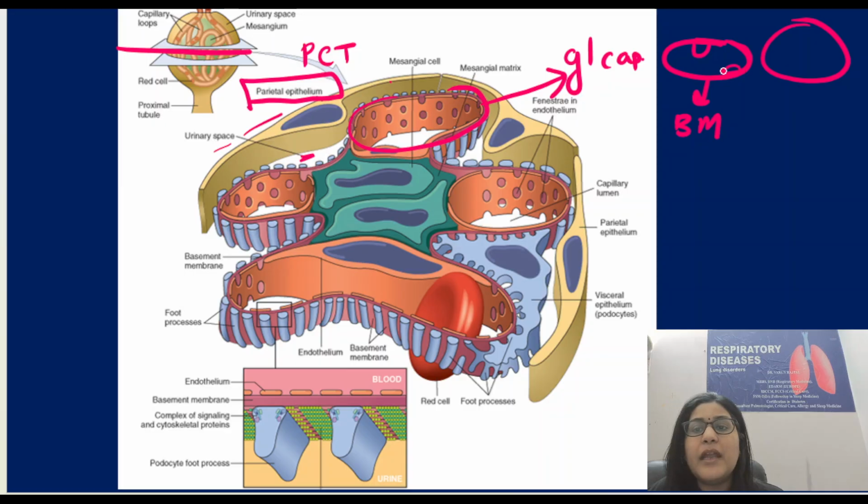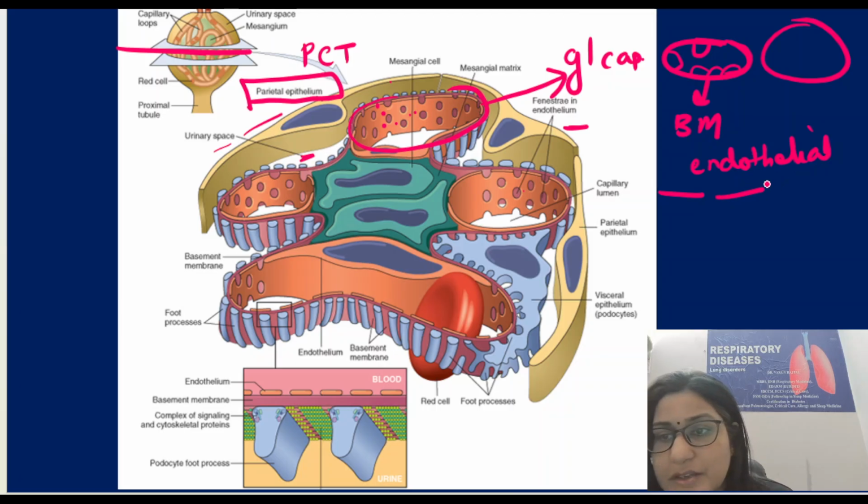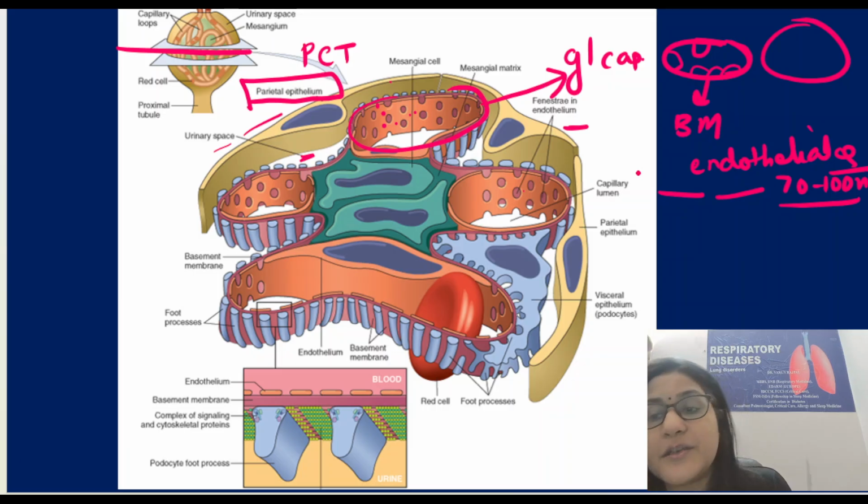Now what will be inside the basement membrane? These cells, these are the endothelial cells. These are the endothelial cells. And the endothelial cells are not lined up one after another continuously. They have gaps in between. So the endothelial gaps are present, and the gaps are approximately 70 to 100 nanometer of distance. This can sometimes be a question to you, how much is the gap between the endothelial cells. That is approximately 70 to 100 nanometer.